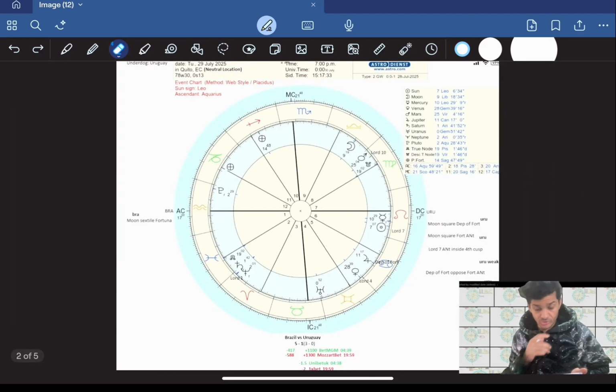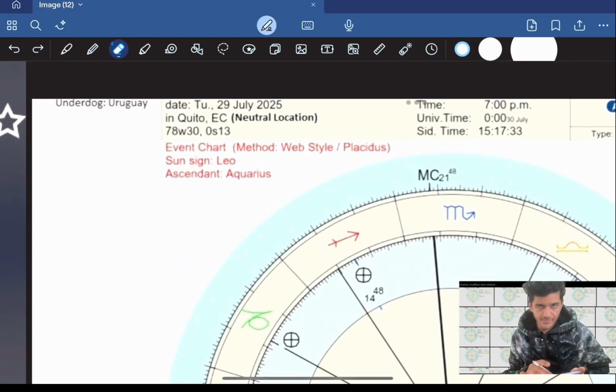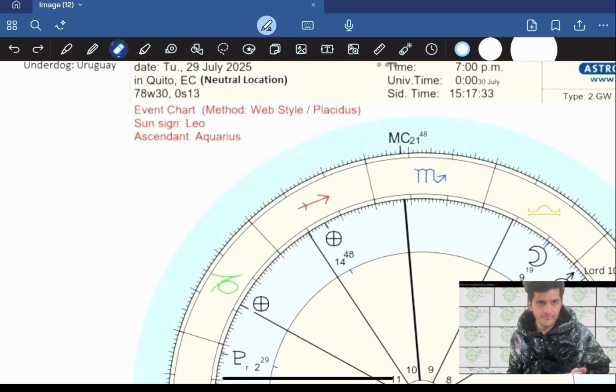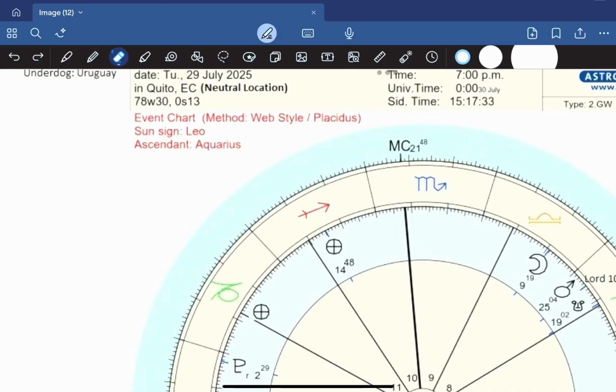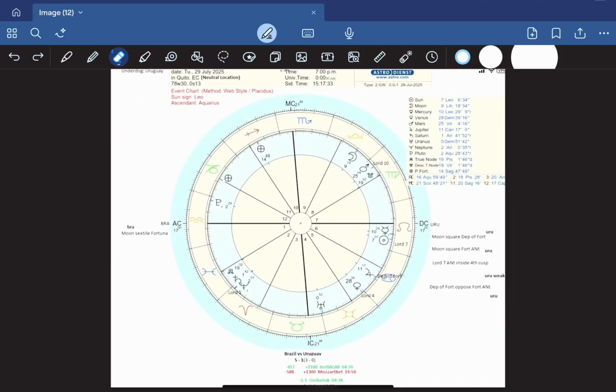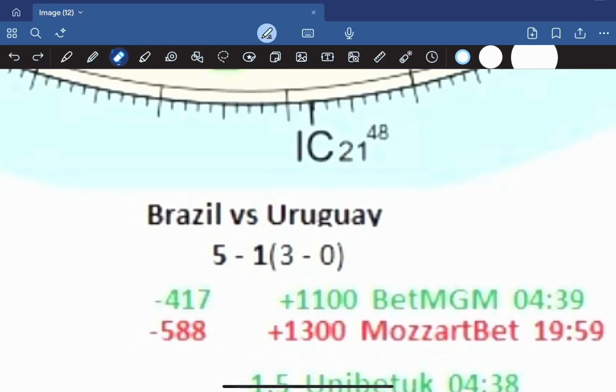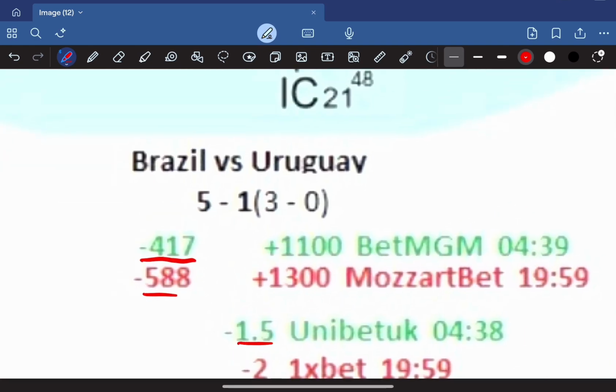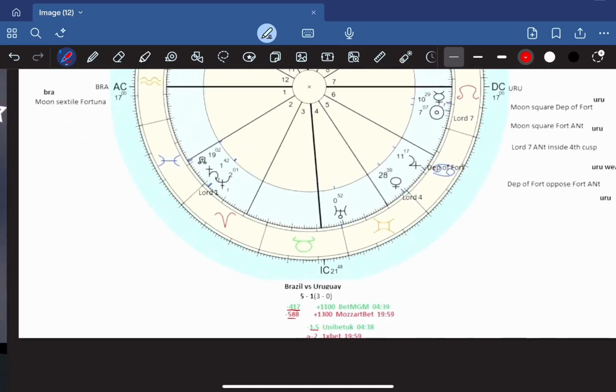All right, so let's get into the chart really fast. Here's the chart, July 29th, 2025. This was taking place in Ecuador. Let's look at the odds fast. Brazil opened at 475, minus 417, closed at 588. 1.5 opening, 2 goal closing. Okay, chart really fast.